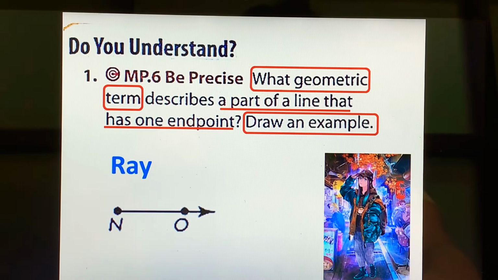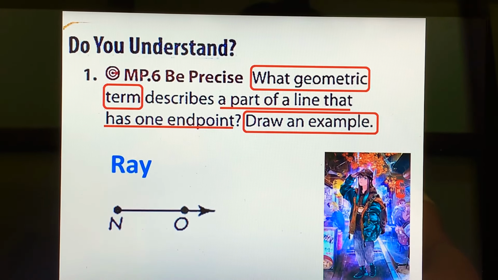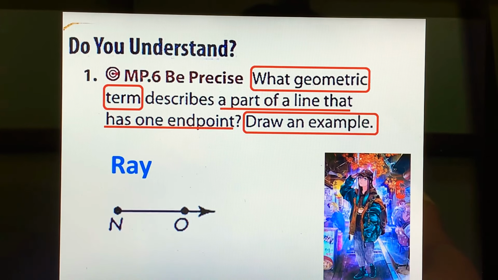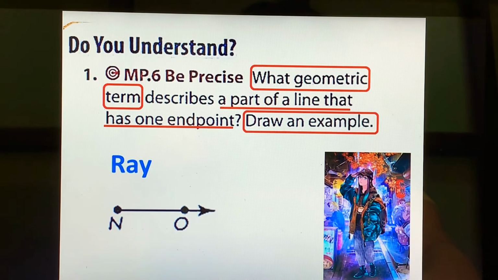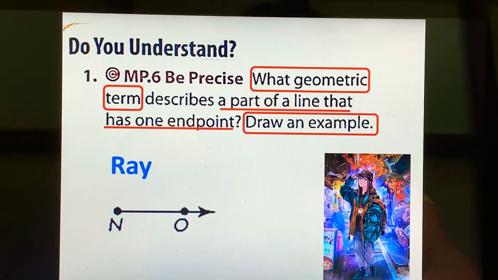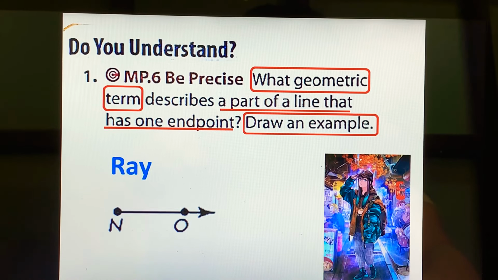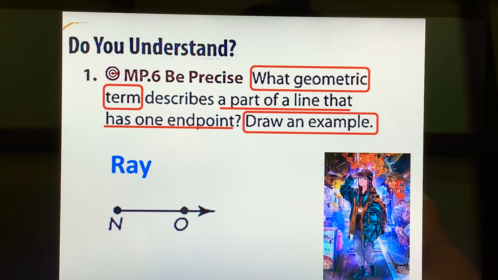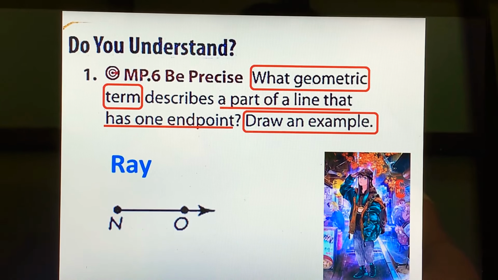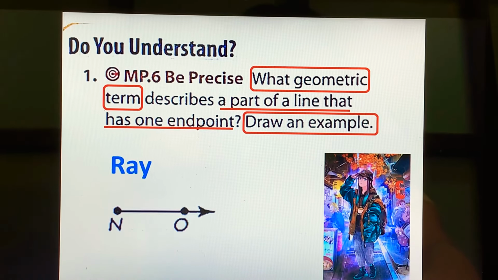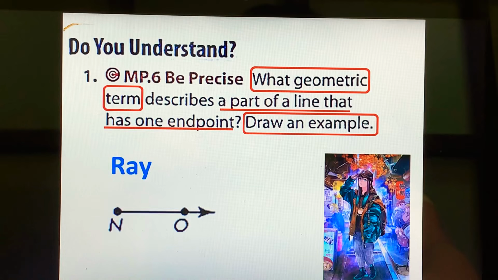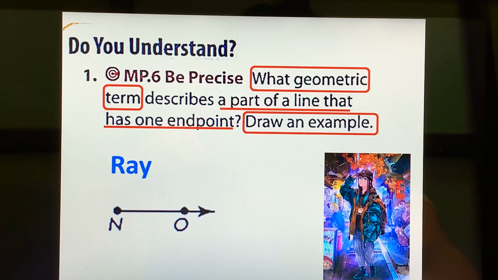好，这边画的是 ray NO, 射线 NO. 你可以用其他的字母都没有问题。You can draw a ray using any other letters you want. But remember, you have to make an endpoint on one end and an arrow on the other end. 但画的时候要注意哦。There should be an endpoint and an arrow.